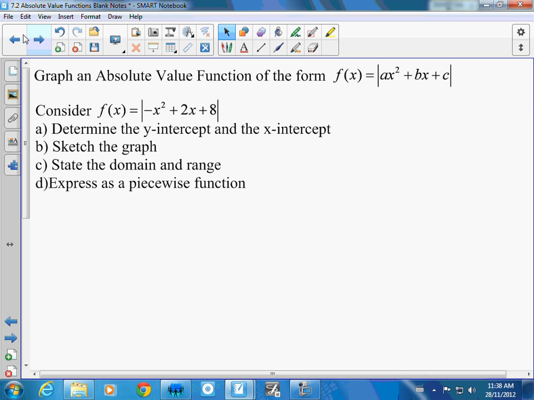That's good information. It's a mountain, right? It opens down because of the negative x squared. Mountain, max, that's right. Do you remember this now? What else do we know based on that? That's in standard form, by the way. What else do we know?